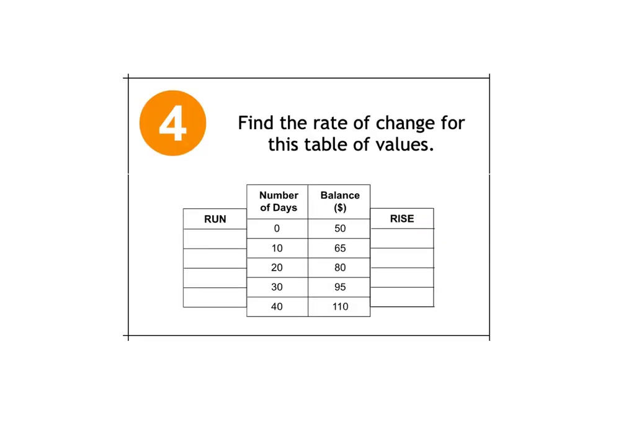In this question, we're asked to determine the rate of change for this table. We can start by finding the run. We can see that the number of days is increasing by 10 each time. So our run will be 10. Our rise is found on the other side of our table, the dependent side. This is reflecting our balance. The balance begins at 50 and then increases by $15 each time 10 days have passed. This means that our rise will be 15.